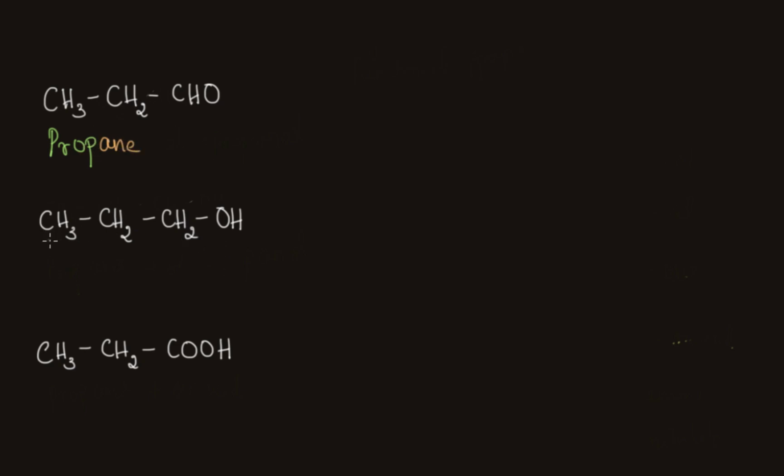In the second compound, we can see there are totally 3 carbon atoms, therefore the root word used is pro, and all are carbon-carbon single bonds, therefore the primary suffix used is ane. So this is propane. The third compound also has totally 3 carbon atoms, therefore the root word used is pro, and there is carbon-carbon single bond. You can see that all are having carbon-carbon single bonds, therefore the primary suffix used is ane.